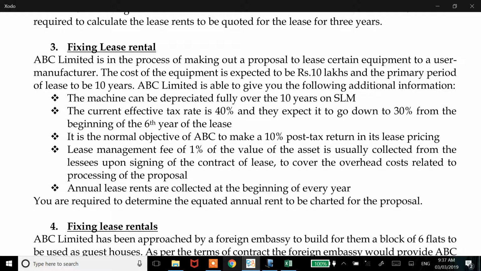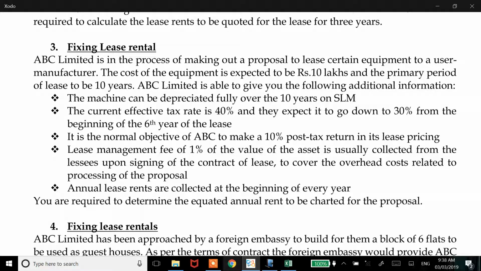Let's come to question 3. ABC Limited is in the process of making out a proposal to lease certain equipment to a user manufacturer. The cost of the equipment is 10 lakhs. Primary period of lease is 10 years. ABC Limited is able to give you the following additional information. Machine can be depreciated fully over the 10 years. Effective tax rate is 40%. It will go down to 30%. Objective is to earn a 10% post-tax return.